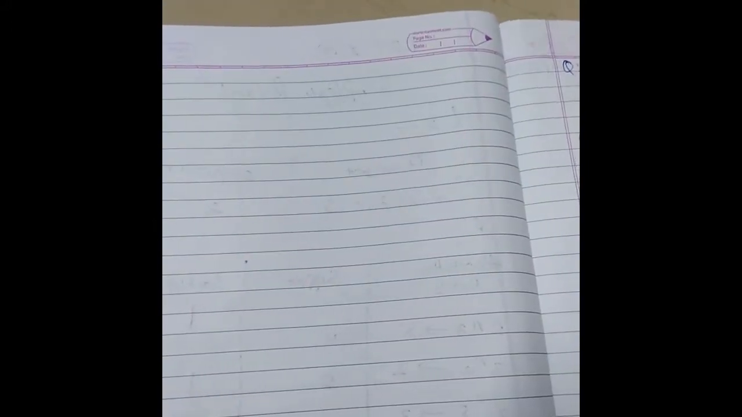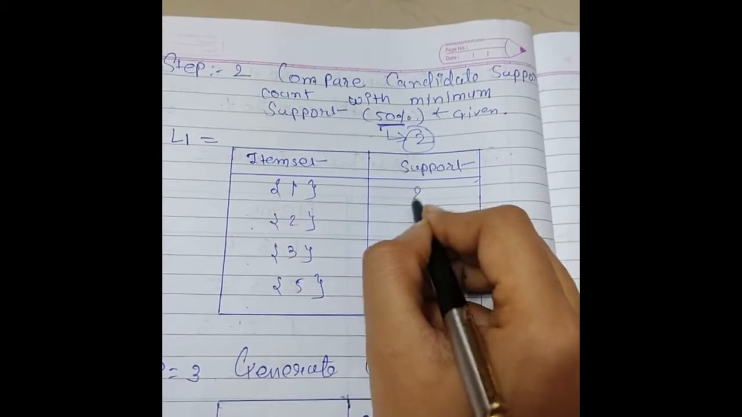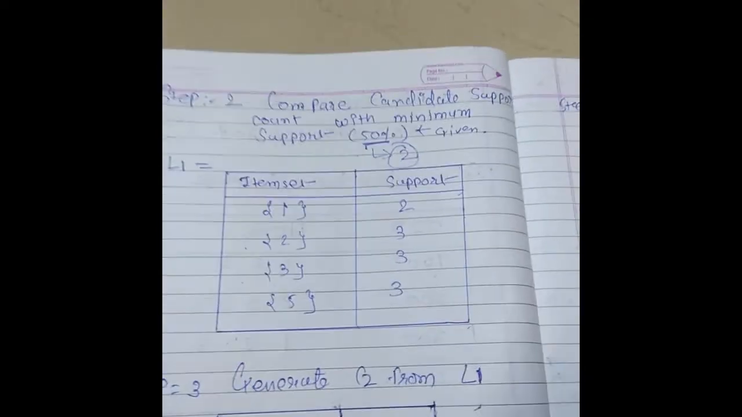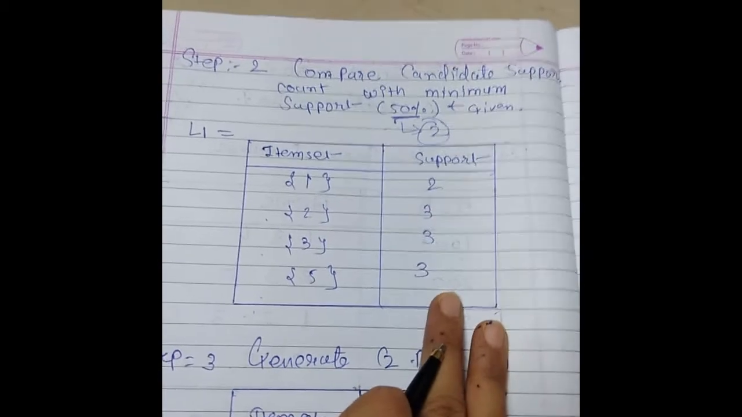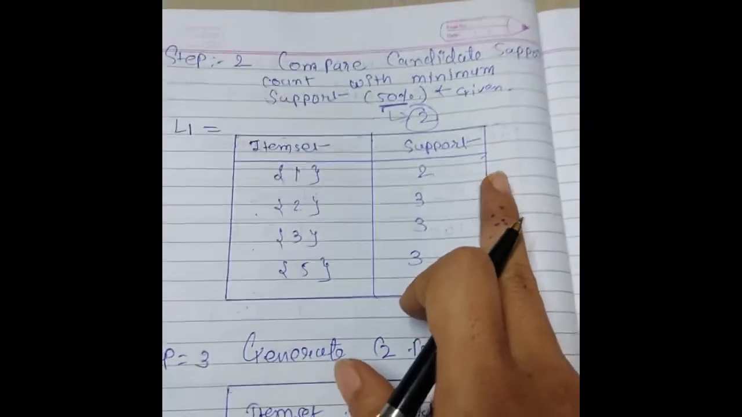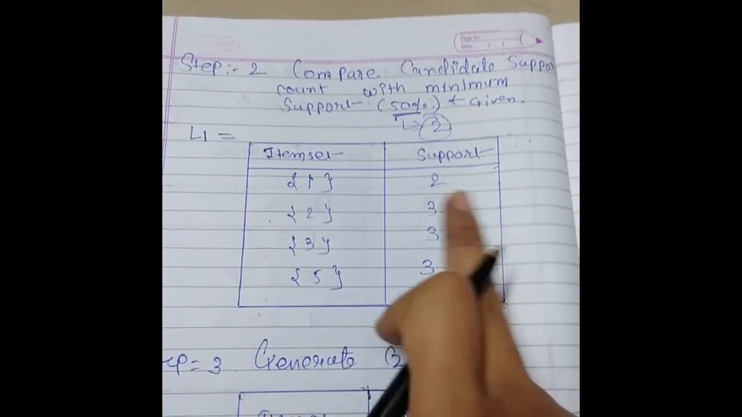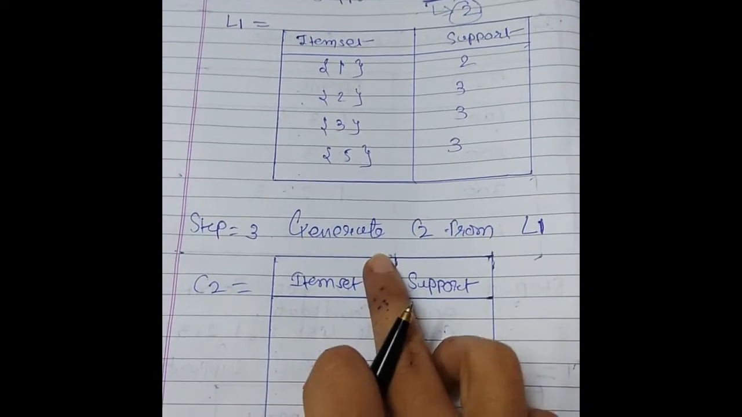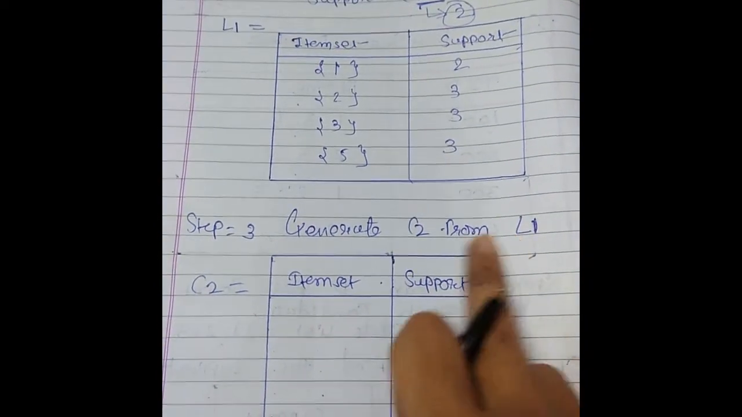The supports of 1, 2, 3 are 2, 3, 3, and the support of 5 is also 3. So this is how the second step is calculated. From the first table we compare the support value with the minimum support count and discard those items whose support count is less than the minimum support count. Now the next step is to generate C2 from L1.